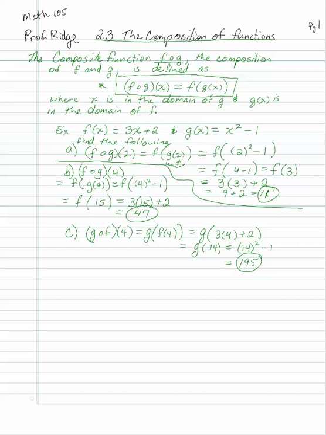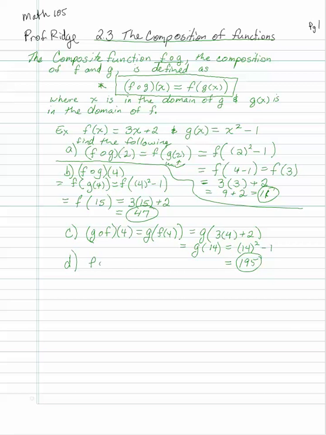And notice you get a different answer than we did before. f composed with g of 4 was 47, while g composed with f of 4 is 195. So in general, you can't switch the order and get the same result. In special cases it will, but in general you can't switch the order.